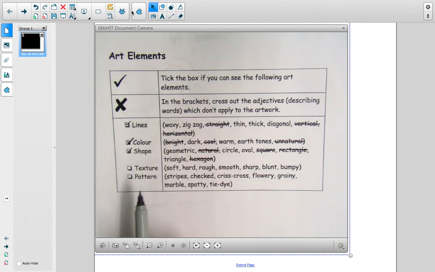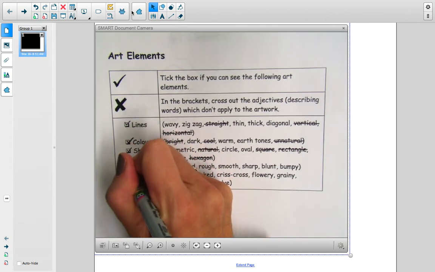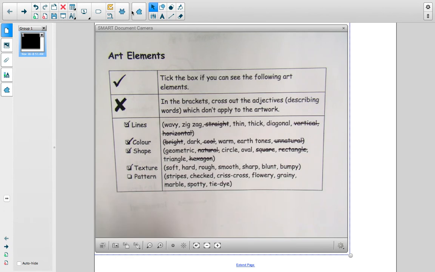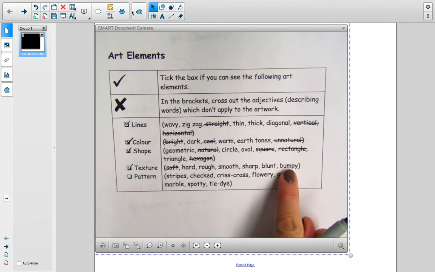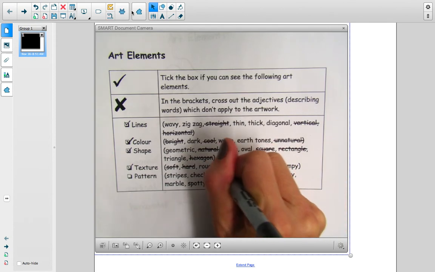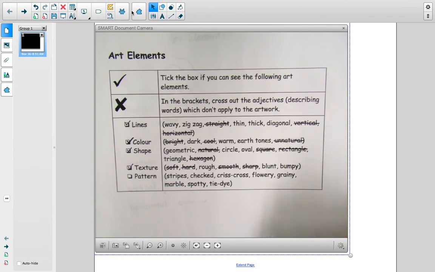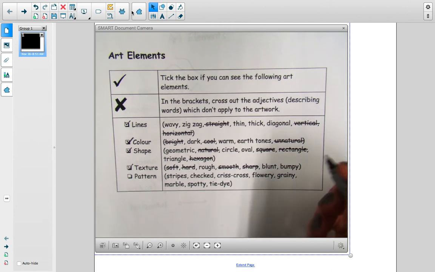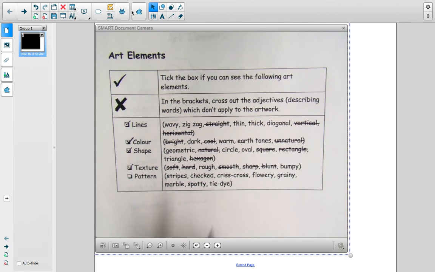Then I would look at my texture. So the texture, if, for example, it's made of sand, then I'm going to click texture and I would say it's not a soft texture. I would call it probably rough and bumpy. So I'm going to cross out all the other ones. Sharp, blunt means that it's kind of jagged, and so I'm going to leave rough and bumpy. That's how I would describe the texture of the Rangoli piece made out of sand.